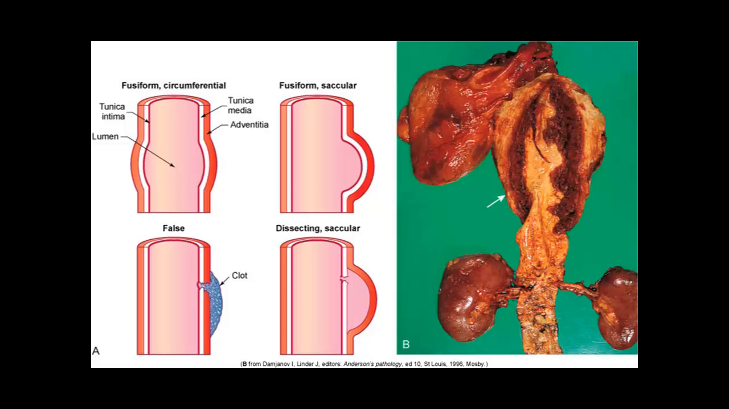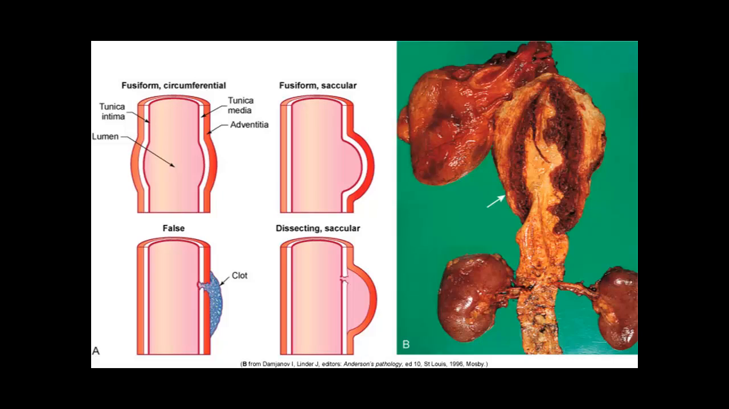Over on the right at the top, we have the fusiform saccular, and what that is is just one side that's bulging out. Now you can see all three layers of the vessel are involved here. So we have a muscular weakness, and all three layers just kind of bulge out with that muscular weakness. So the muscle's weak and the muscle's bulging too.